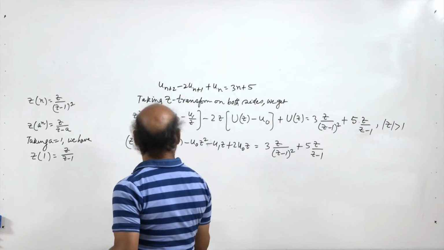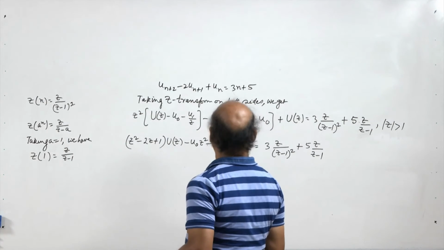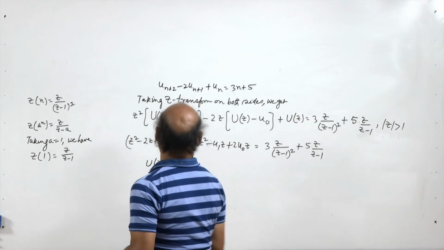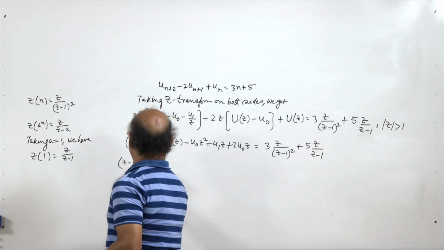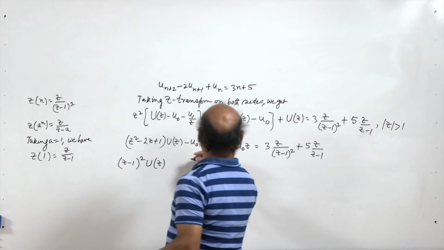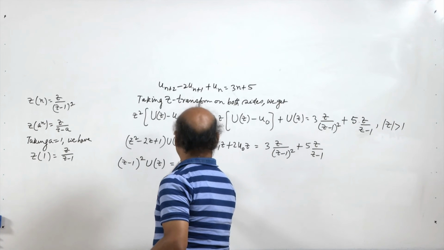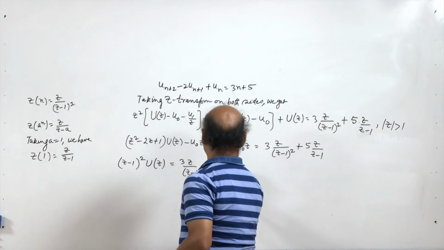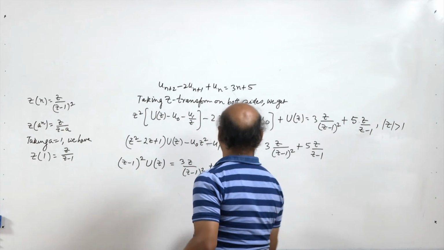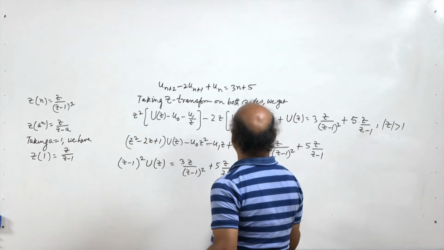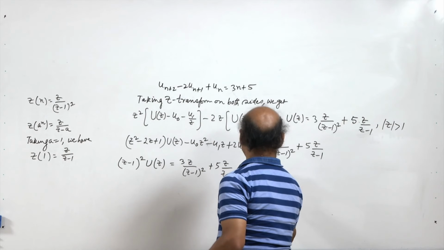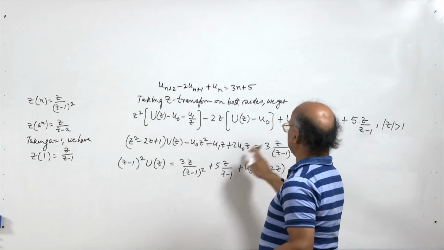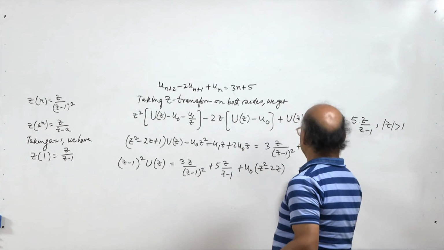Okay, let us now find the value of Uz. So (z minus 1) whole square into Uz, and let us take these terms to the other side. We have 3z over (z minus 1) whole square plus 5 times z over (z minus 1), and then u0 times (z square minus 2z). These terms when they go to the other side will give you u0 times (z square minus 2z) plus u1 z.